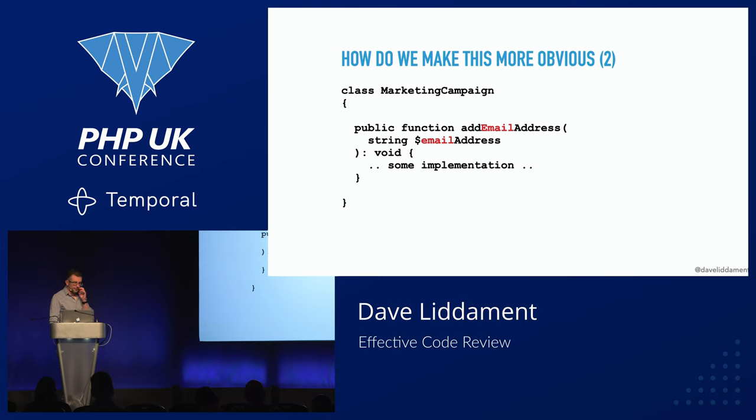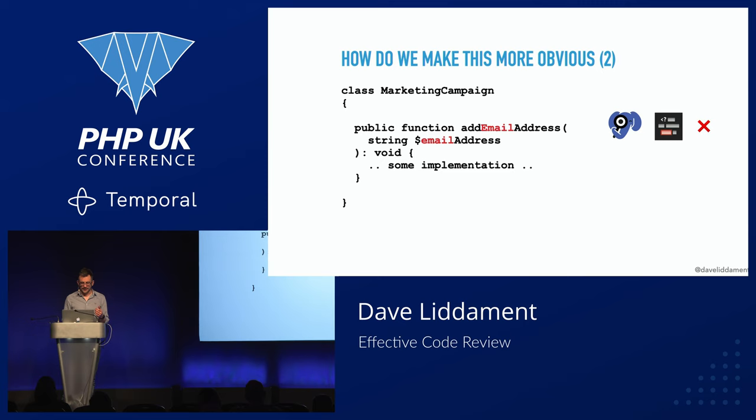Now, from a static analysis point of view, this is kind of all right. I mean, we know that email address should be a string, and we have added some text here, but hopefully a developer wouldn't call add email address and pass a postal address to that method. But there's no way of automatically checking that. We're relying on humans. We're relying on the developer not making the mistake in the first place, and we're relying on the code reviewer to notice it.